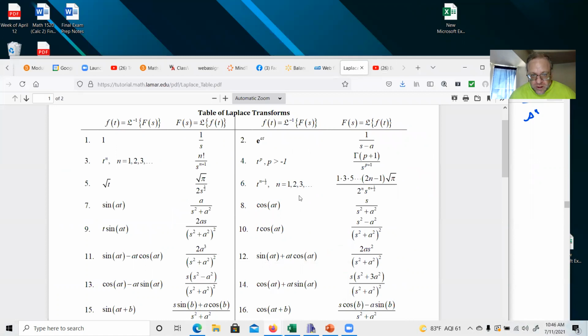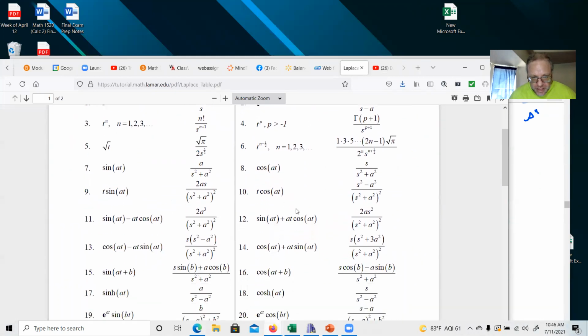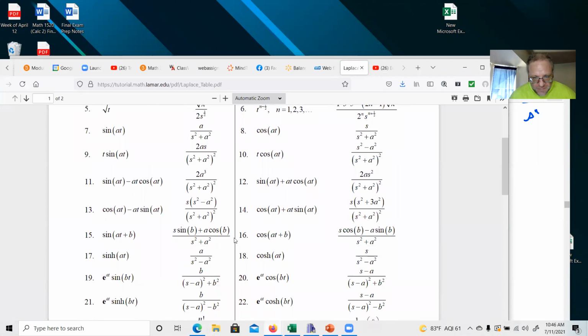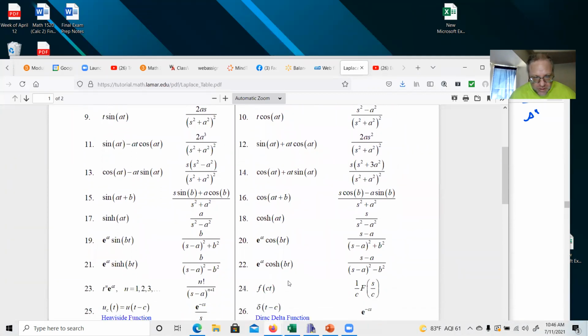So we're just going to look here, okay, and we're going to find, where are you? T times e to the t. No, I wrote these down. There we go, 23. Okay, so look at 23 and say, okay, t to the n e to the at is equal to n factorial over s minus a to the n plus 1.